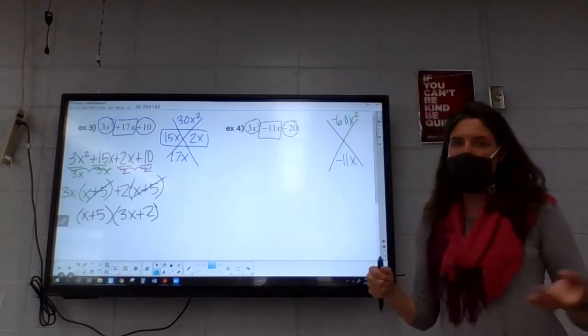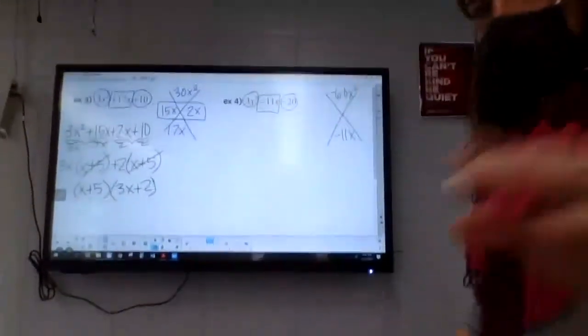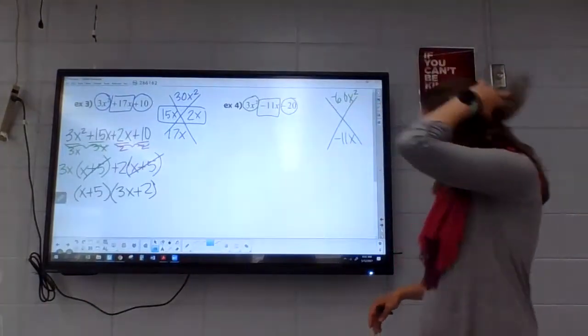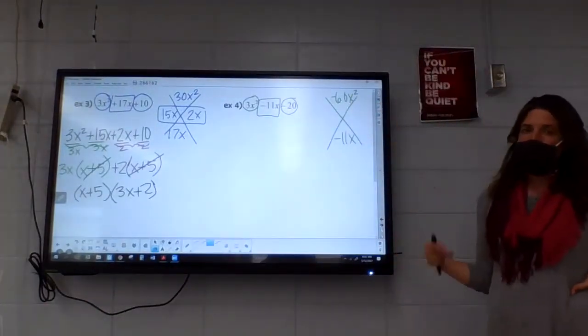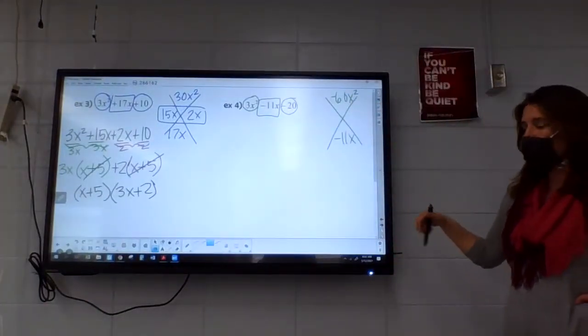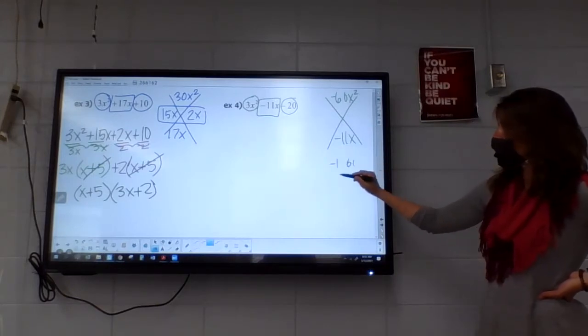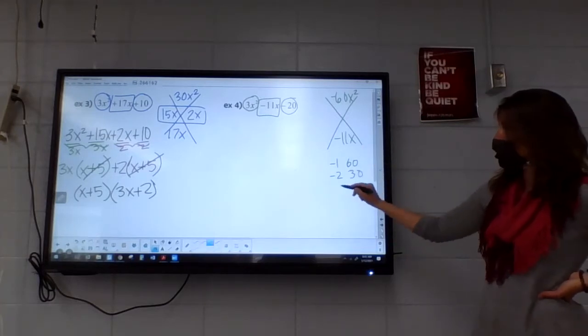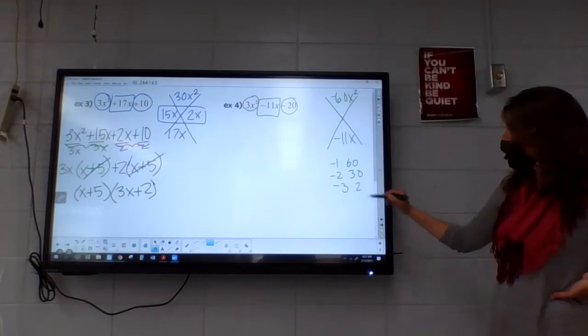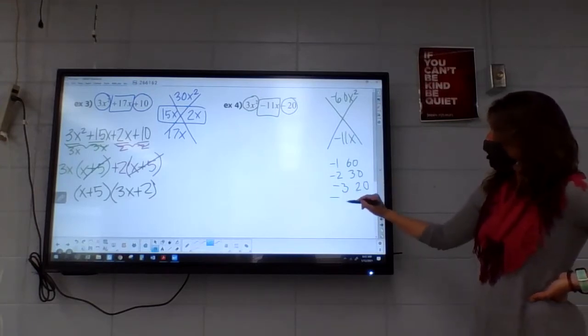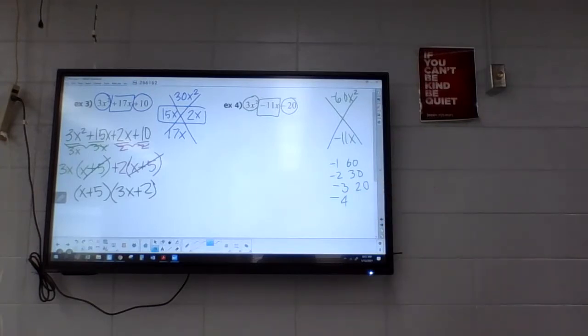Now this one has negatives and positives, so that's going to be important to point out. And it's really easy to get mixed up on this one. So the negative 60, I want to multiply to get, but add to get negative 11. So negative 1 and 60 obviously doesn't work. Negative 2 and 30 doesn't give me 11. Negative 3 and 20, not negative 11. I think 4 goes into it. 4 times what? 15?